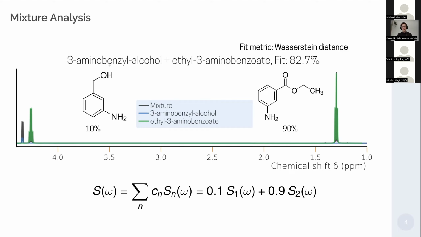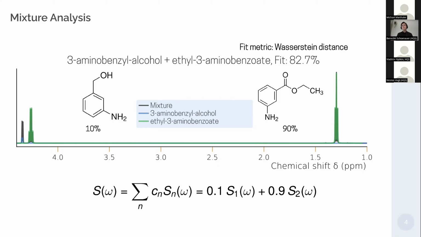ethyl aminobenzoate in there, and then just looked at the component spectrum, which is just the sum of the individual spectra that I get from solving this NMR Hamiltonian multiplied by their concentration. And I compare this with the mixture data. And it suggests that it's actually a really good fit, that this might already be what I'm looking for, that there might be 90% of aminobenzoate in there and 10% of the aminobenzyl alcohol.